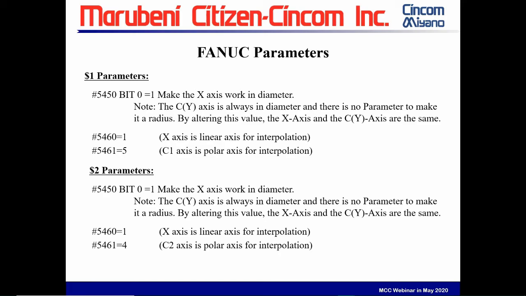By changing the bit to a 1, you make the x diameter. So both work in diameter instead of one being in radius and one being in diameter, which could get very confusing. $2 has the same parameters, except 5461 is set to a 4 for the C2 polar axis, where the 5 is on $1 for the C1. And the x-axis, of course, is a 1.